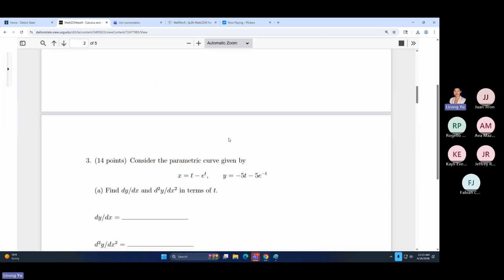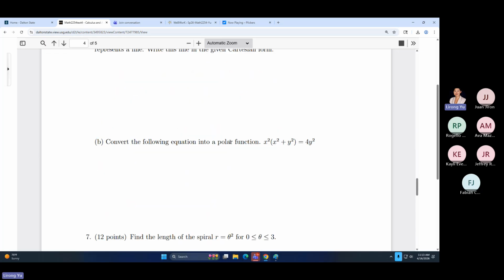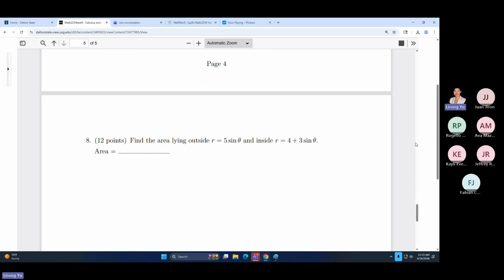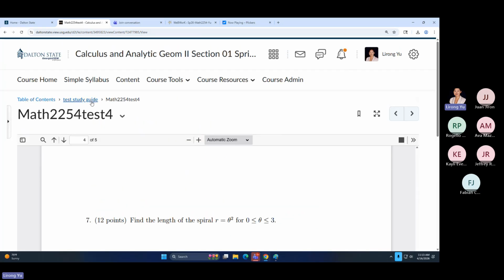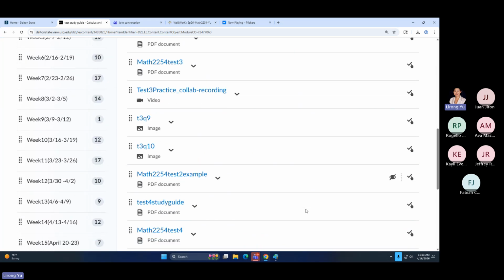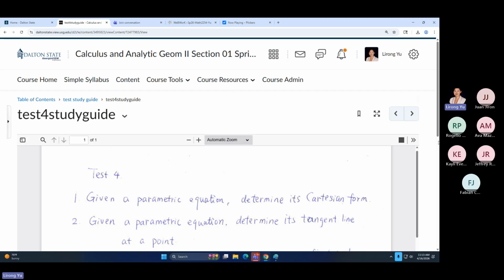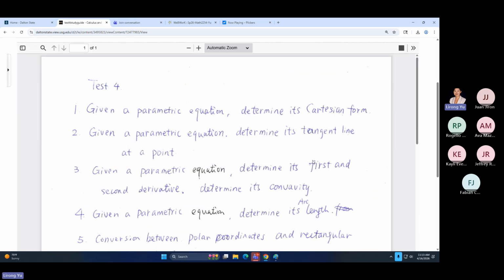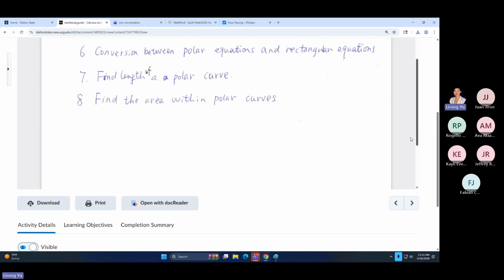Basically, it is parametric equations or polar equations. Most of them follow really closely to our homework question, so I don't have a lot of big deviation from this. It would probably be quite similar to this. And there's also a study guide about what kind of question I was planning on to do. For each question, you can almost identify a formula for it.